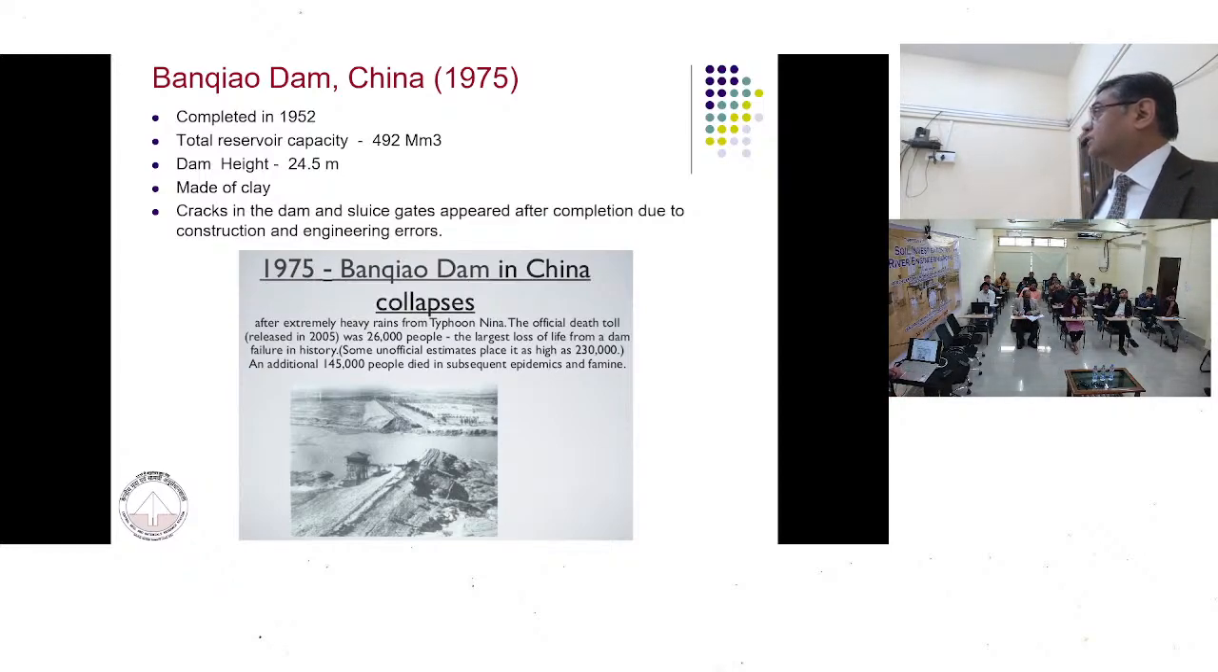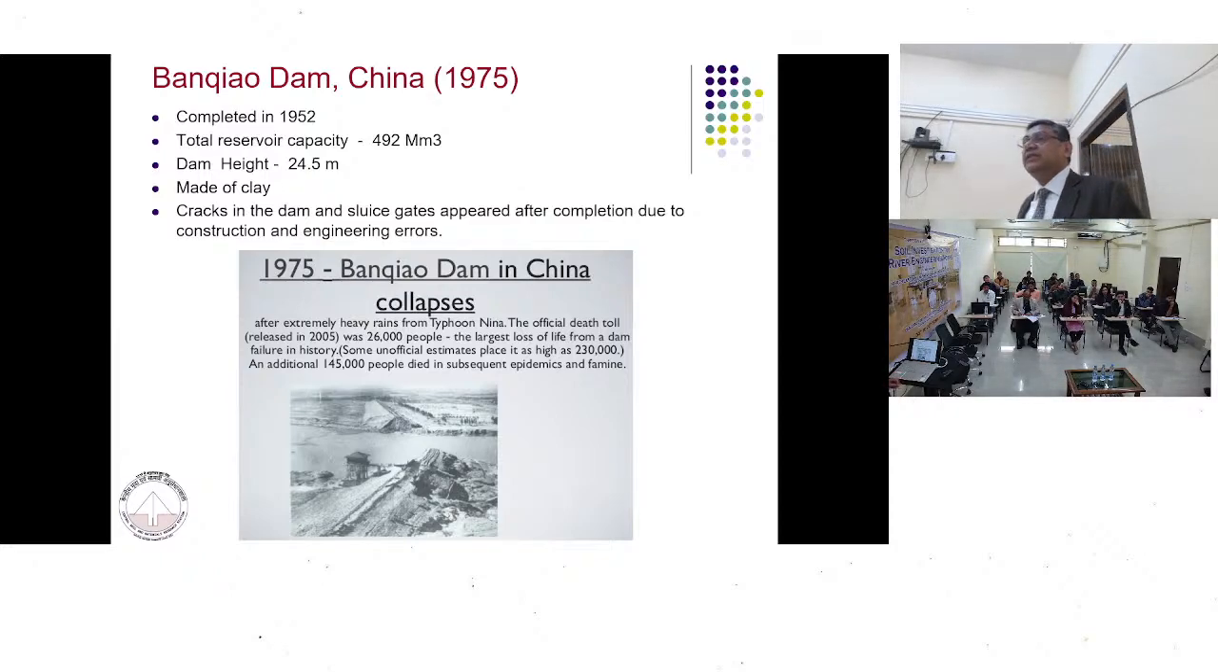This is another structure in China which failed in 1975, a 24.5 meter high dam, and there were cracks in the dam and sluice gates. They appeared after completion due to construction and engineering errors. It was an earthen dam, and many people died in this failure.